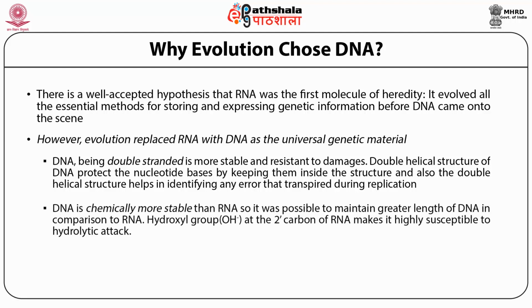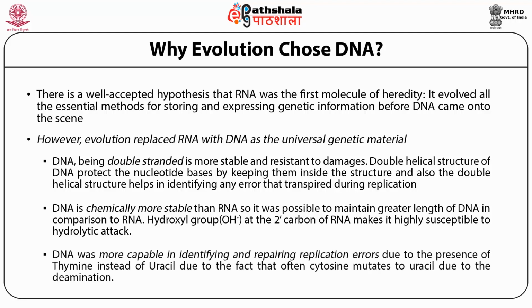Next, DNA is chemically more stable compared to RNA, so it was possible to maintain greater lengths in the case of DNA double strands in comparison to RNA single strands. The hydroxyl group of RNA at the 2' carbon position makes RNA extremely susceptible to hydrolytic attack, which, being absent in DNA, made it chemically resistant. DNA was more capable of identifying and repairing replication errors due to the presence of thymine instead of uracil, because cytosine mutates to uracil due to deamination.